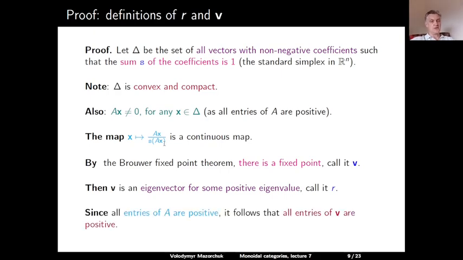Since all entries of A are positive, it follows that all entries of V are positive, because if V is a non-zero vector with no negative real coefficients and we multiply it with A, the outcome will have positive real coefficients. So all entries in V are positive numbers.